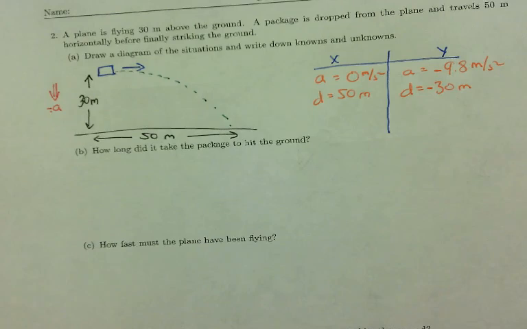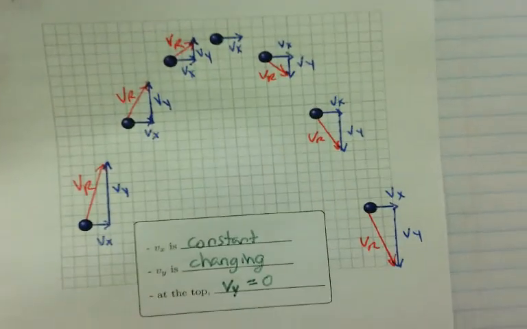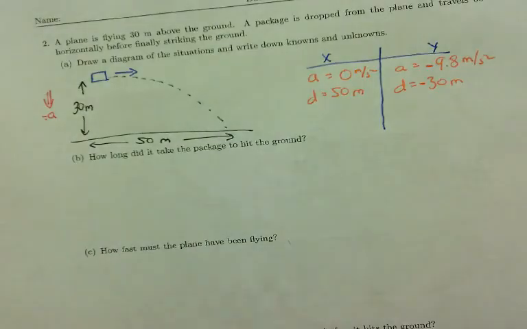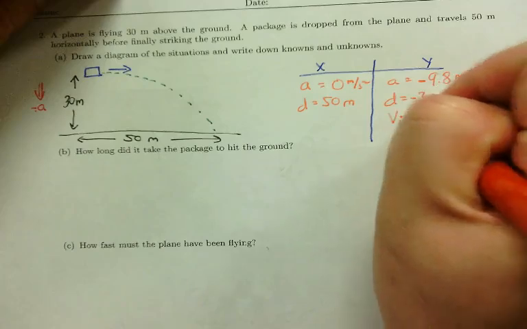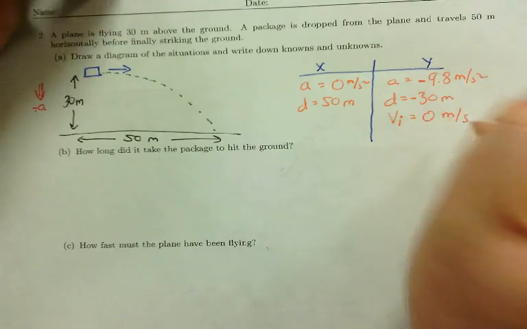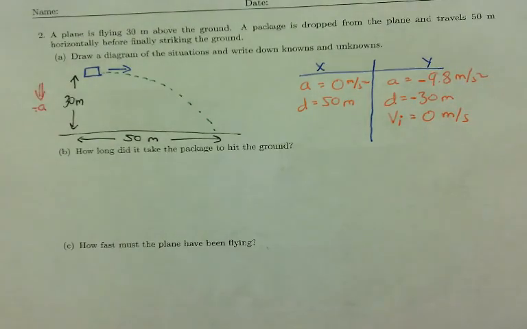I wonder if anyone found the last hidden thing that you know, which is that this box starts at the top of its motion, and what do I know about the top of its motion? At the top of the motion, Vy is 0. So that's here at the beginning, so I'm going to call that the initial velocity in the y direction is 0. Those are the 5 things we know.